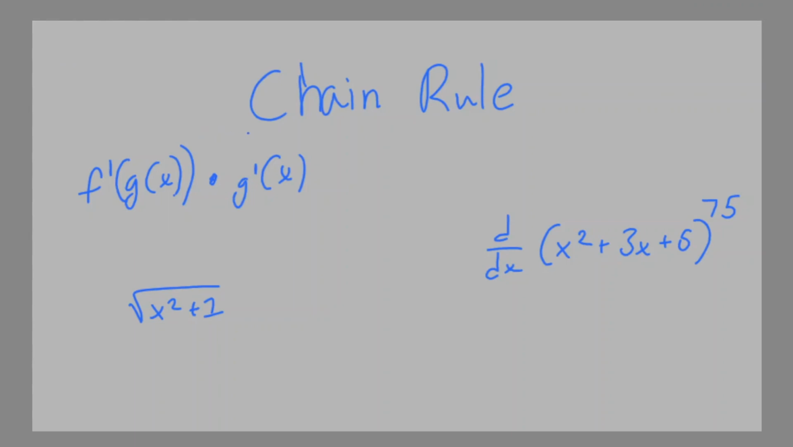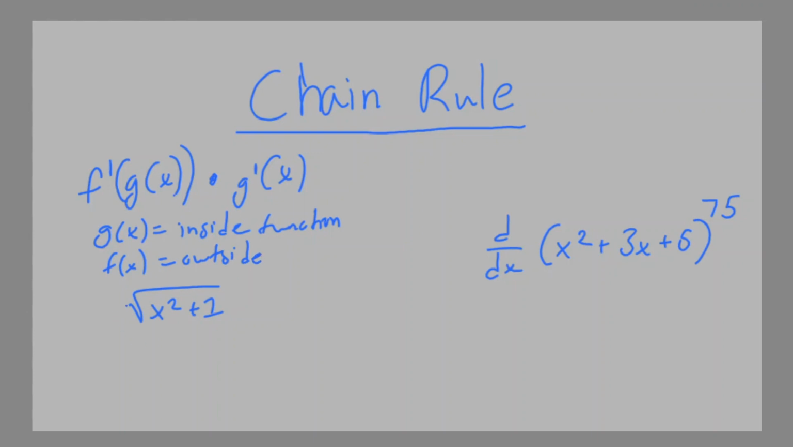Alright, so today we're going to be going over the chain rule. The chain rule is another way of deriving a function. The formula for it is f prime of g of x multiplied by g prime of x. If we visualize that, let's say g of x is the inside function, and f of x is the outside function.